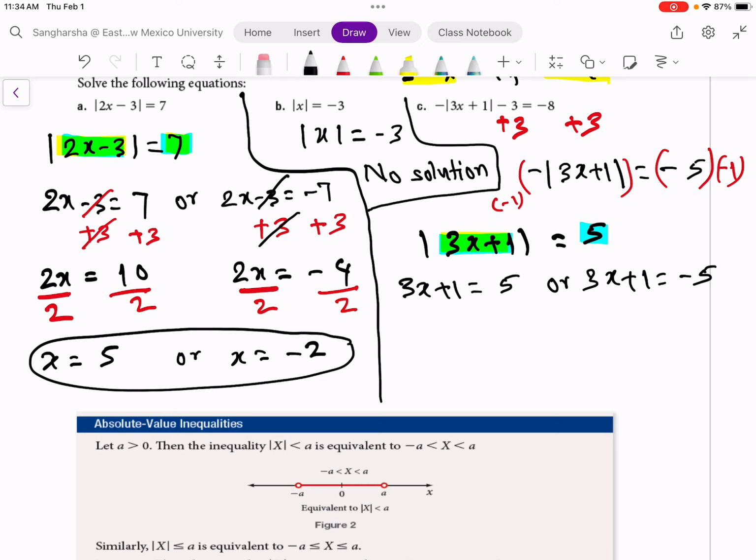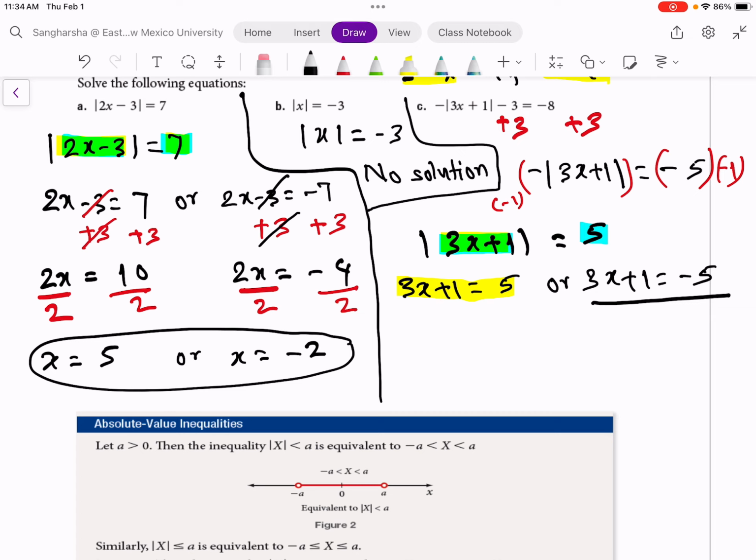And most of you, I'm pretty sure, will write down this one and forget about this one. You can't forget the second part. When you have an absolute value equation, you always get two equations and you have to solve both of them. One is the positive of the right side and the other is the negative of the right side. Now these two are linear.